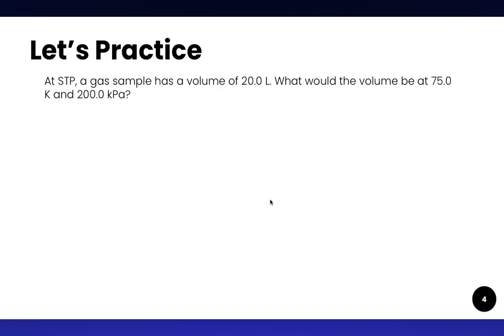Okay, let's practice. At STP, a gas sample has a volume of 20.0 liters. What would the volume be at 75 Kelvin and 200 kilopascals? So we are going to use the combined gas law. Now, what are they asking us for? Right here, what would be the volume? So they are asking for V2.